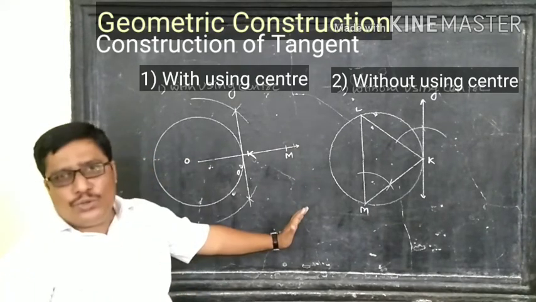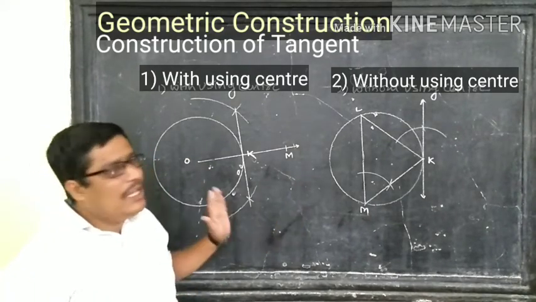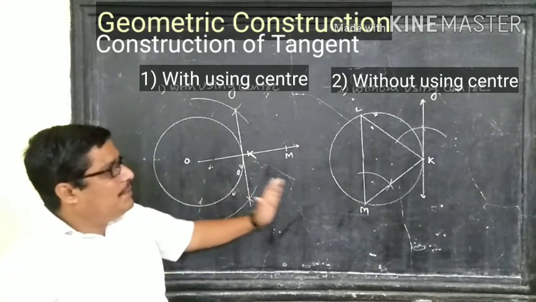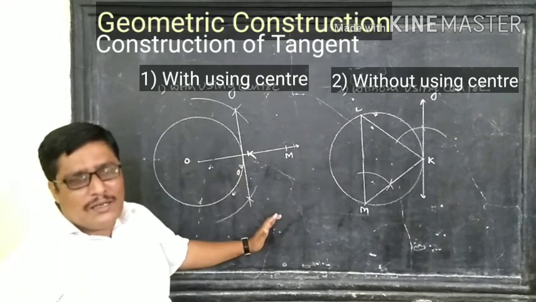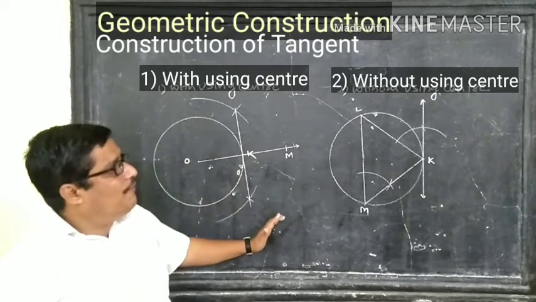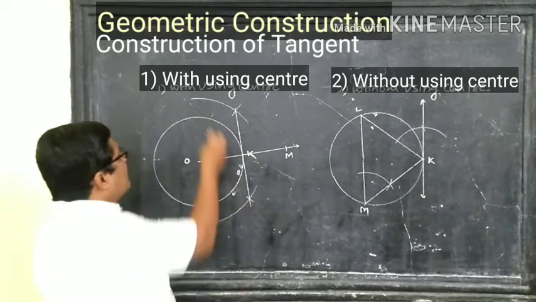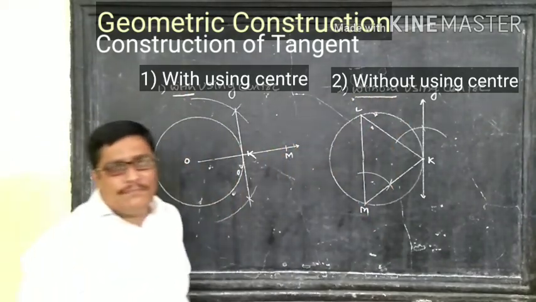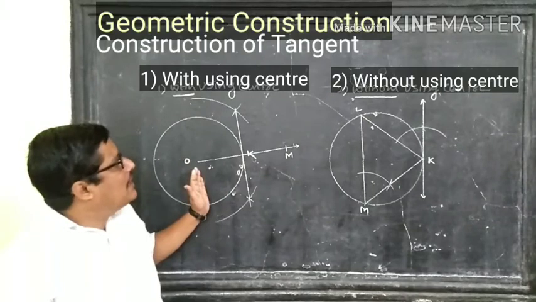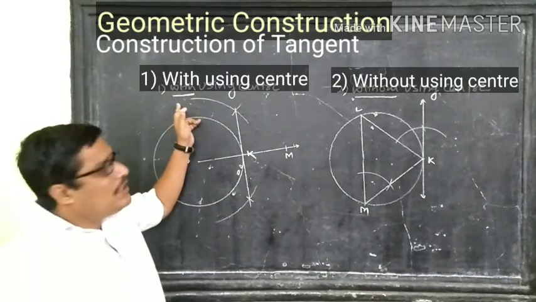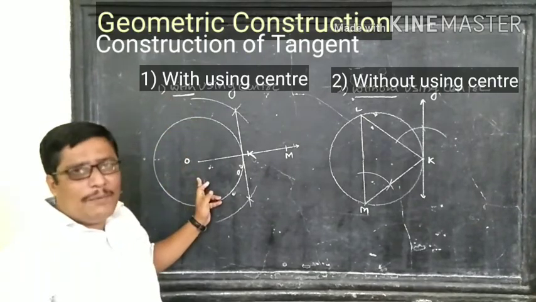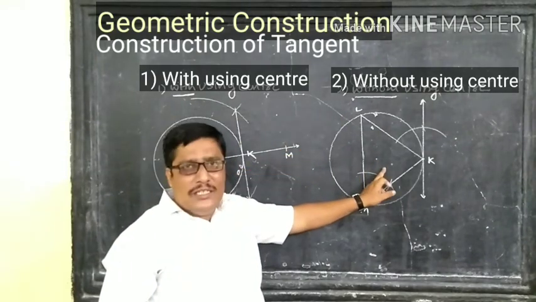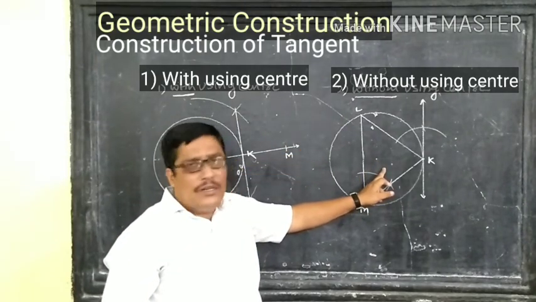So these two constructions are very important with respect to the exam, because these examples can be asked for 2 marks. But we have to be careful with the words with and without. If the example is given using with, we have to use these steps. If it is without, we have to use these other steps for the construction.